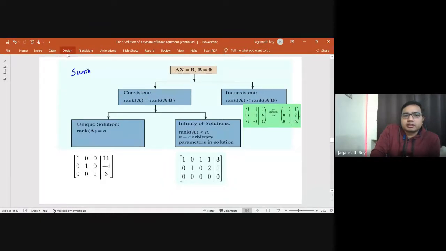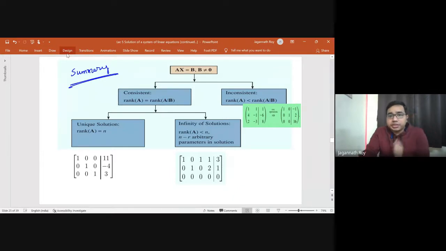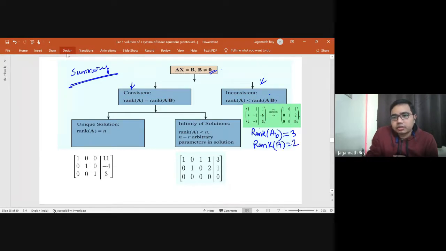Summary. It will be of this form. So if this is a non-homogeneous case, that means the right hand side is non-zero, it can be either consistent or inconsistent. If you just recall this system, the rank of AB, the augmented matrix, is 3, and the rank of A is 2. So 2 is less than 3, and there we do not have any solution.